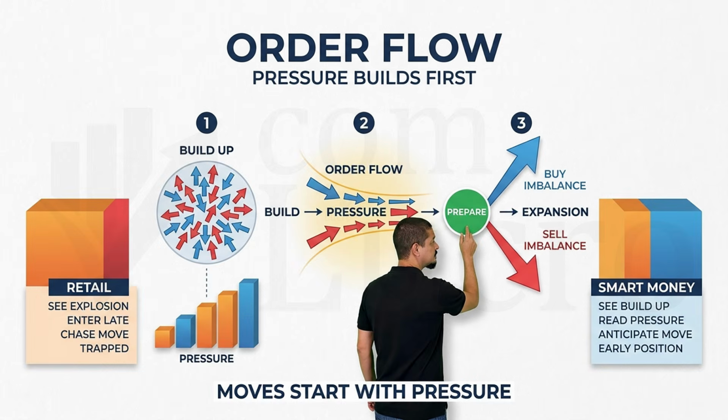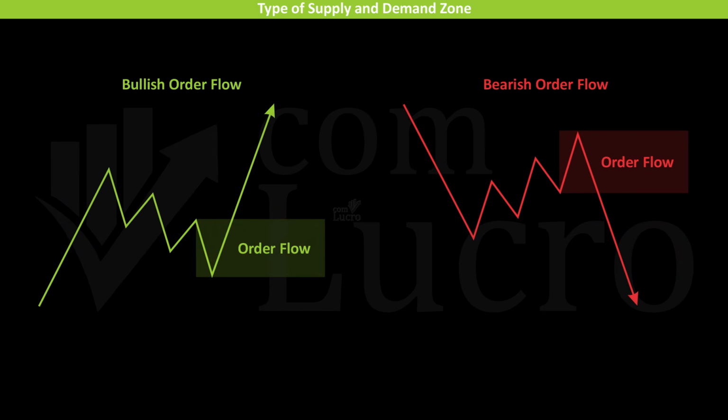Next, let's discuss the second type of supply and demand zone: order flow. Order flow represents areas where buying or selling pressure built up before an aggressive market movement. The bullish order flow is where the last bearish pressure occurred before the bullish move, and vice versa for bearish order flow.